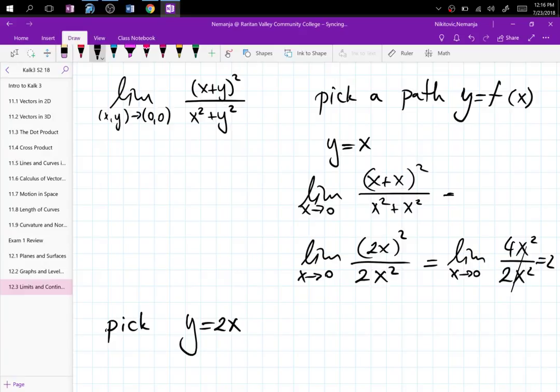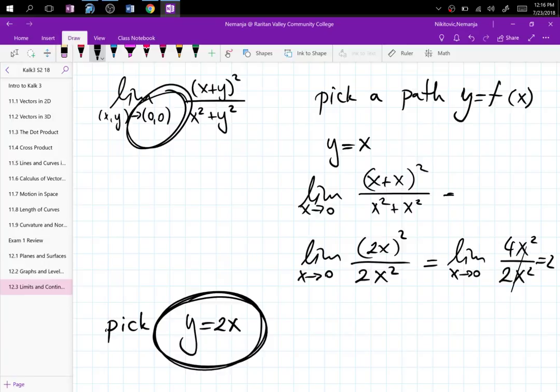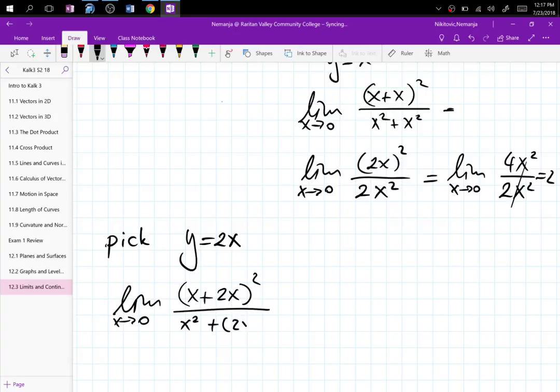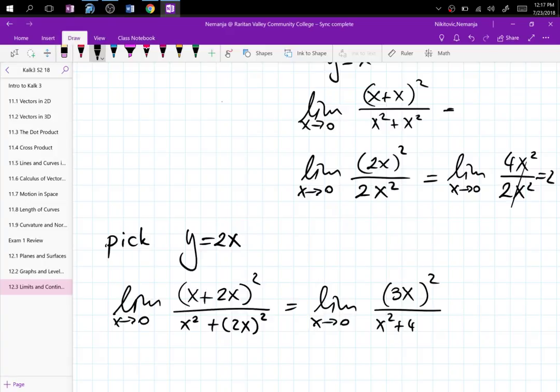Be very careful that the path you're picking goes through the point that you are assigned. You can't pick x plus 1. x plus 1 doesn't go through 0, 0, so the whole thing is pointless. Let me pick y equals 2x squared. So now this is the limit as x goes to 0 of 3x squared divided by x squared plus 4x squared. I hope that you see that the limit over here is 9/5.